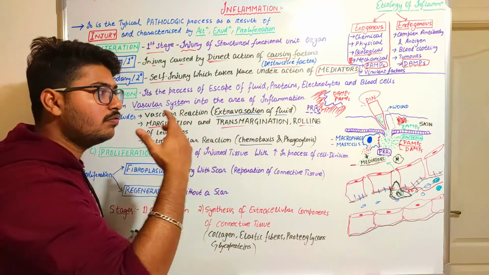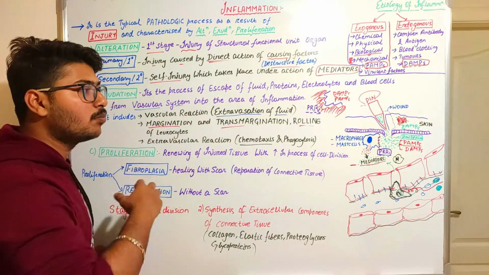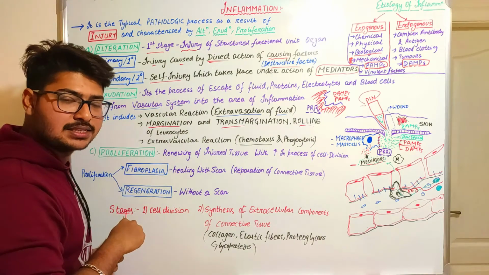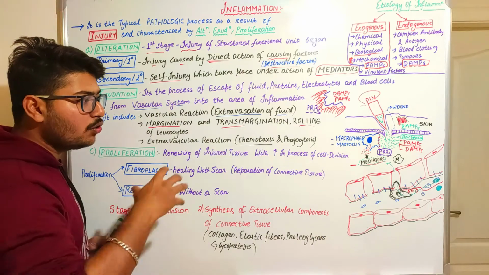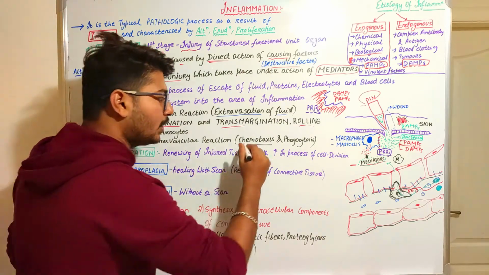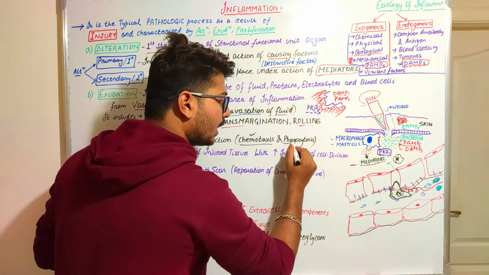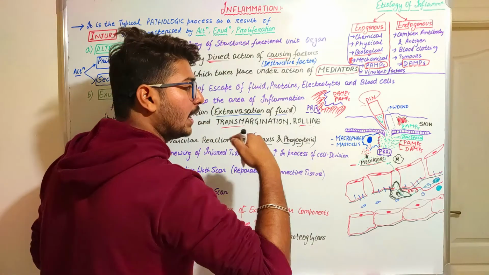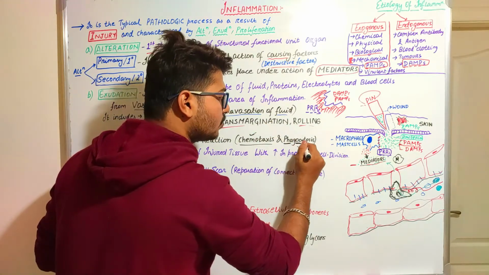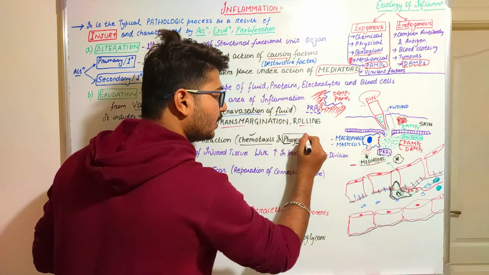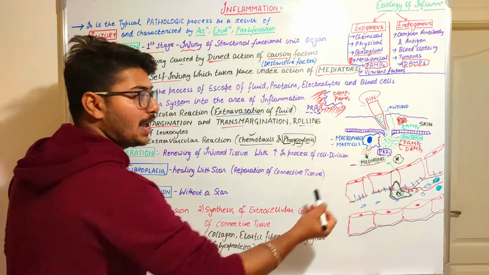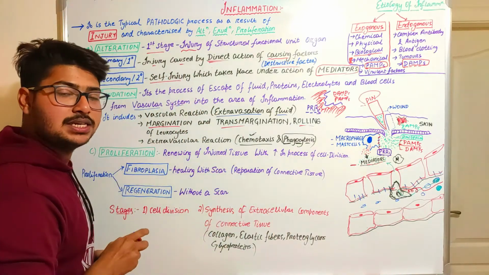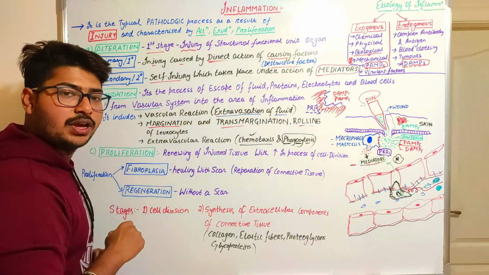inviting more leukocytes, like more phagocytic cells such as monocytes and macrophages. So they make the process of chemotaxis, and in accordance with that, they also carry out phagocytosis. They engulf the pathogens that are present in the region of inflammation.